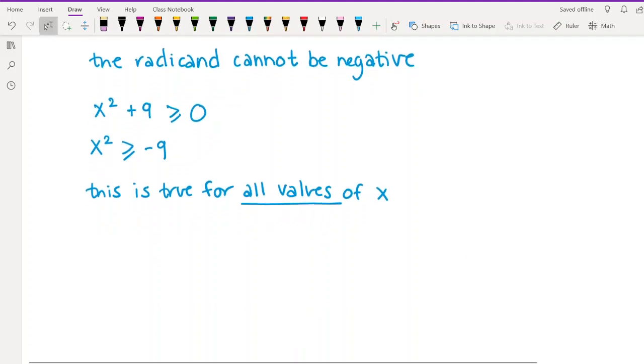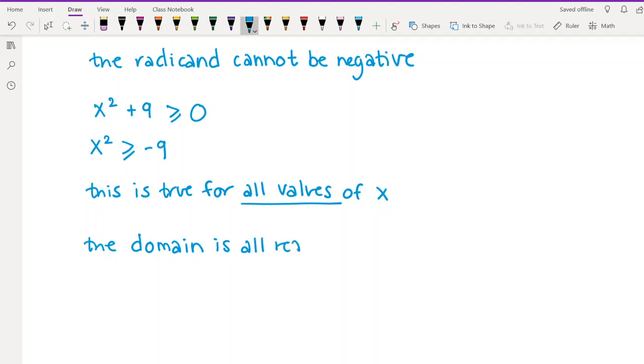And so if this is true for all values of x, what does that mean about the domain? That means that the domain is all real numbers. There's no value of x that's going to mess this up. And so to write all real numbers in interval notation, we've seen that that is -infinity to +infinity.